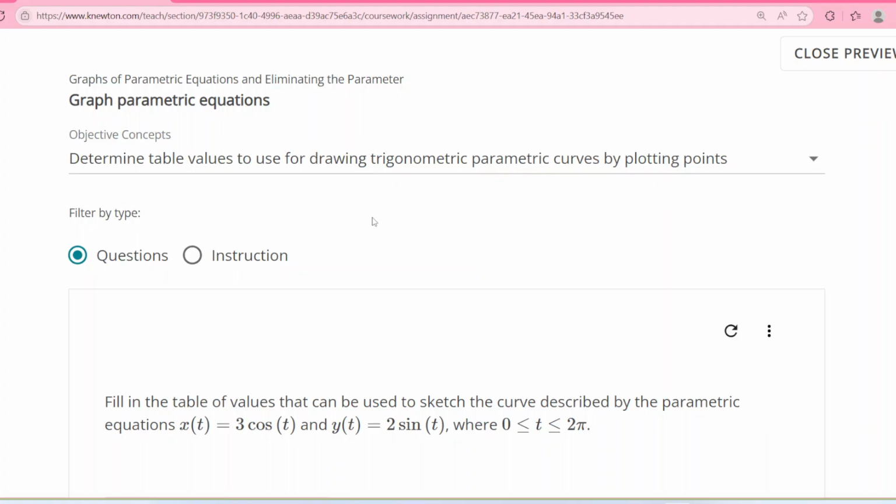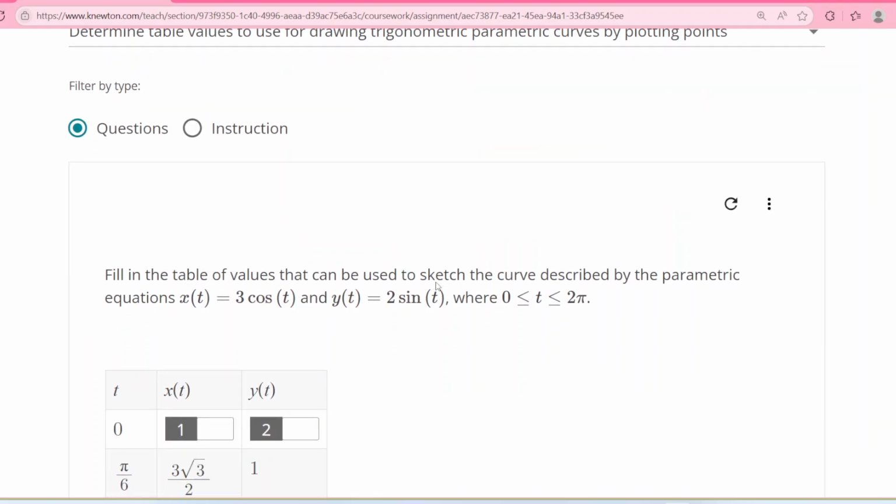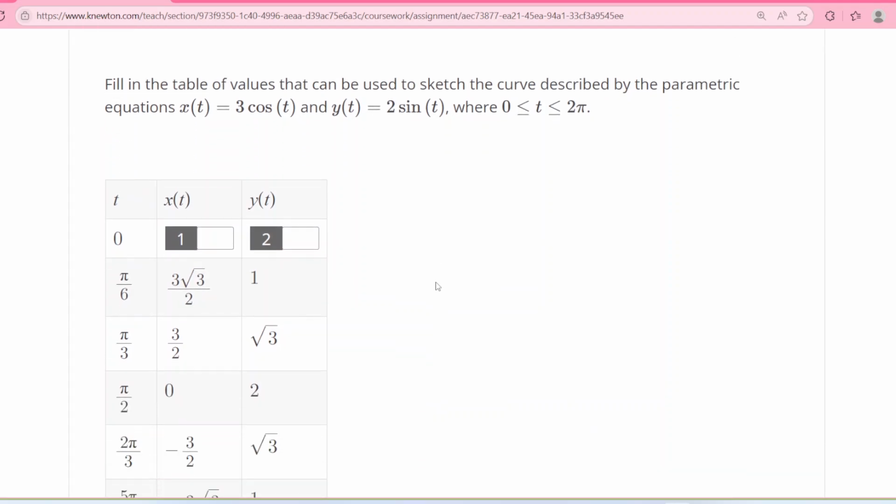so here I am at Knewton.com. And I'm in the objective graph parametric equations with the sub-objective and title of this video, the determine table values to use for drawing trigonometric parametric curves by plotting points. There's a lot of questions I'm viewing here, but I'm just going to work on one of them, and the rest of them in this sub-objective are pretty similar.